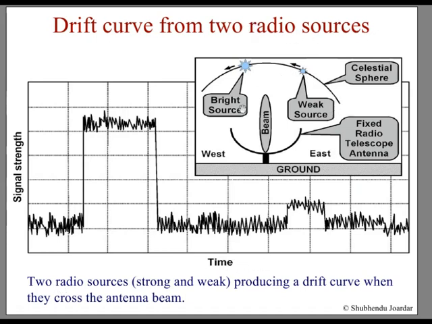This is the celestial sphere. Okay, I'll just read it. 2 radio sources, strong and weak, producing a drift curve when they cross the antenna beam. So whatever signal you get from them actually is like noise.